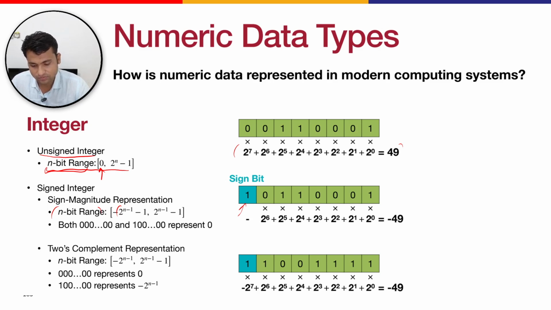Alright, so that gives us no wastage of slots, and the n-bit range of 2's complement representation is minus 2 raised to the power n minus 1 to 2 raised to the power n minus 1 minus 1. So this is very important to understand.